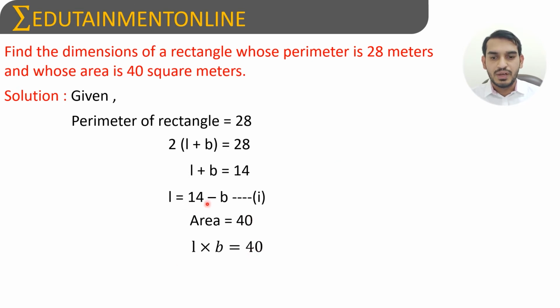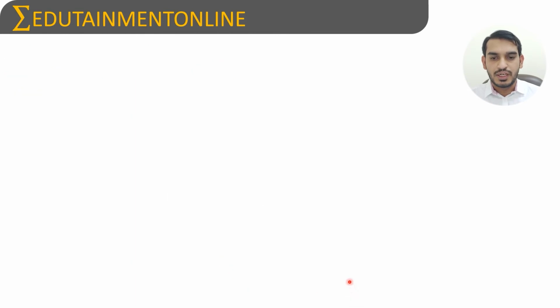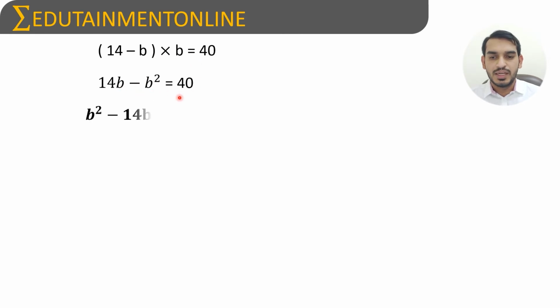Now from equation 1, we know that L is equal to 14 minus B. Substituting L is equal to 14 minus B in place of the L here, that will be (14 minus B) into B is equal to 40. Now multiplying with this B, 14 into B is 14B, minus B into B is minus B square, equals 40. Now transposing the minus B square and 14B to the other side, that will be B square minus 14B plus 40 is equal to 0.